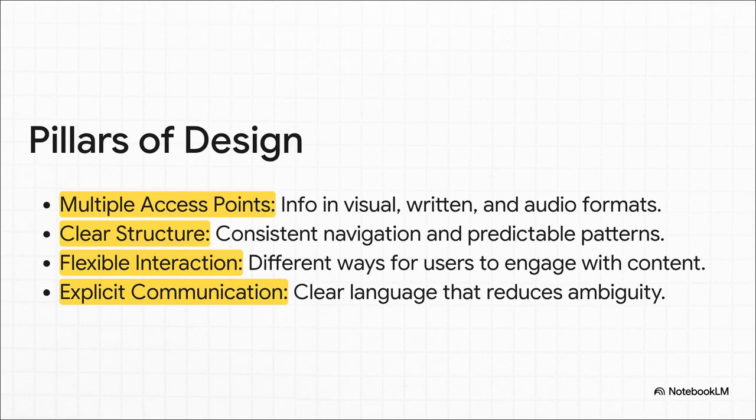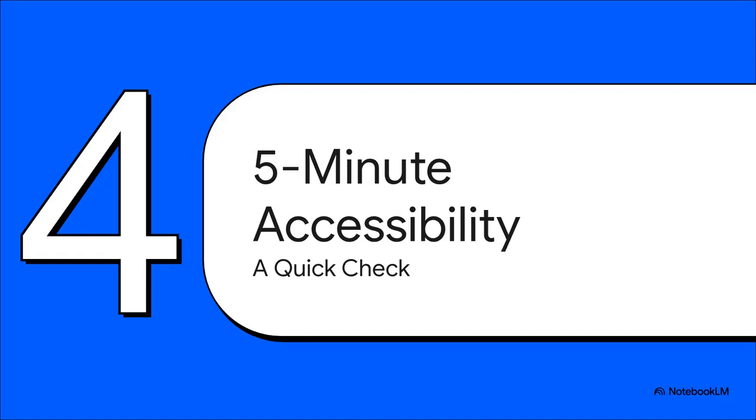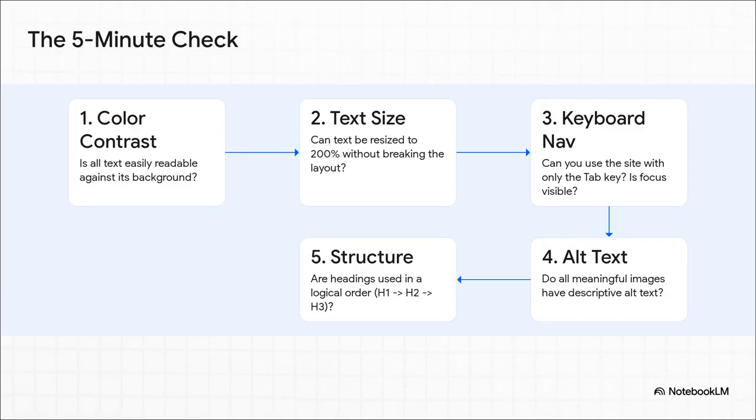People shouldn't have to waste brain power figuring out where things are. Third, be flexible. Let people engage with your stuff on their own terms in different ways. And finally, be explicit. Use clear, simple language. Cut out the ambiguity. You know, clarity is kindness. It really is. Now, this all might sound like a huge undertaking, but you can start making a real difference right now. Seriously, I'm going to give you a super simple accessibility check you can do in literally 5 minutes. No, really, try this later on your own website or app.